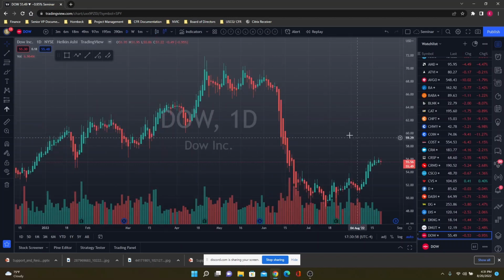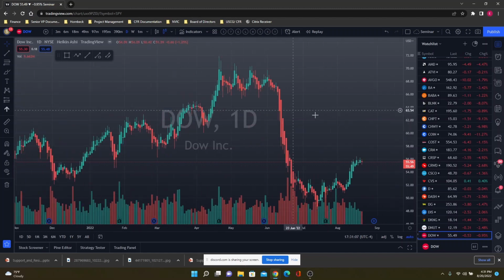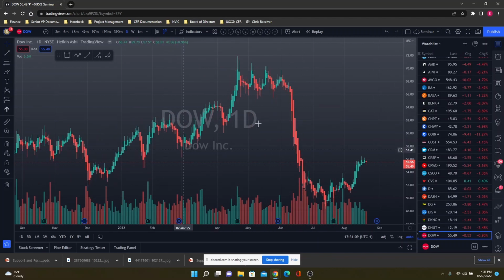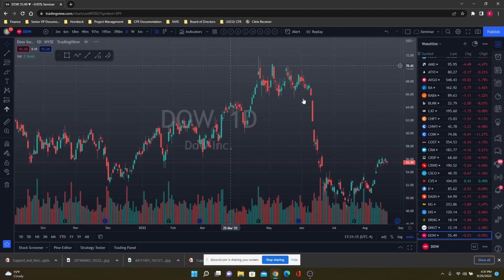Heikin Ashi does a really good job at highlighting what the stock is doing from a larger perspective, and what that trend is. Looking at this, it's very apparent what the stock is doing. It's obviously in a downtrend. But with traditional candles, it kind of looks like we might have a reversal here, and ultimately we don't, and it gets very noisy in this area.